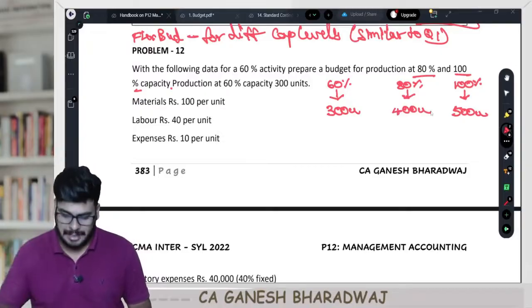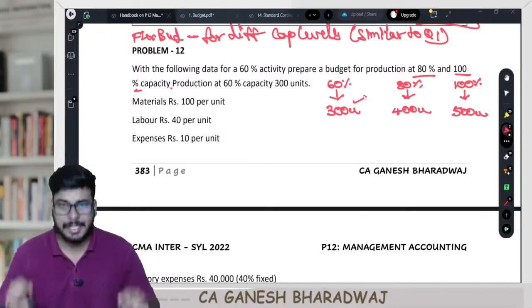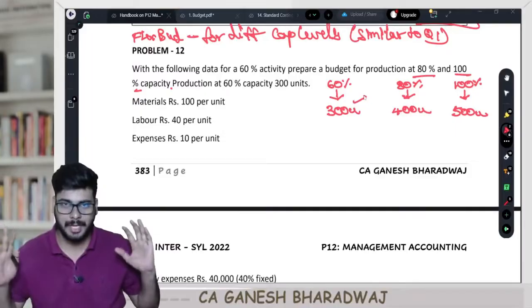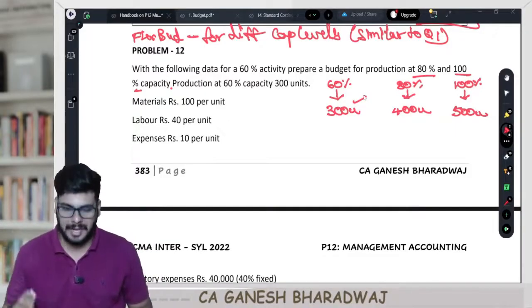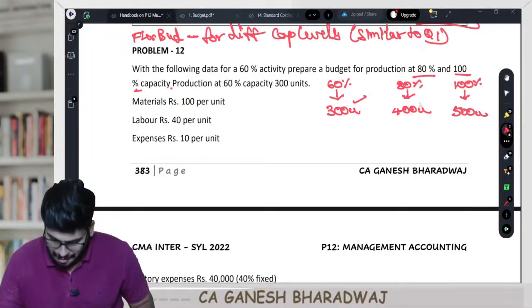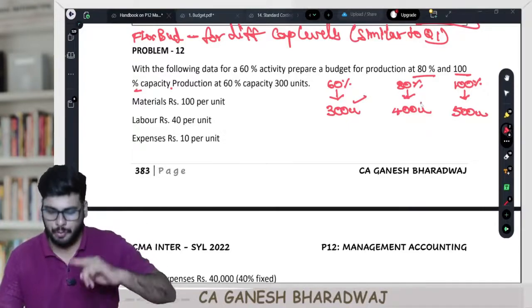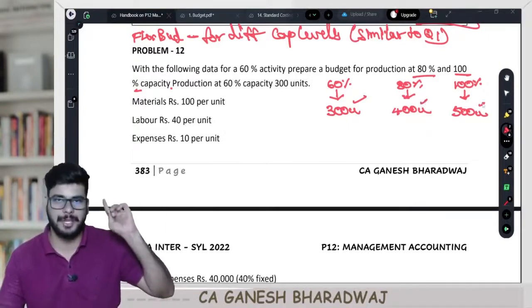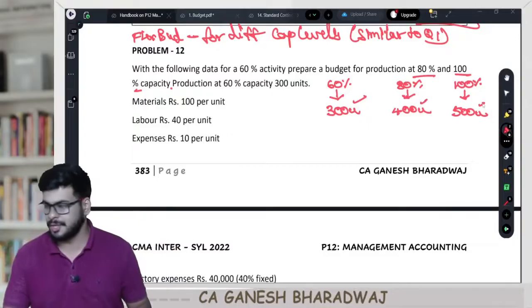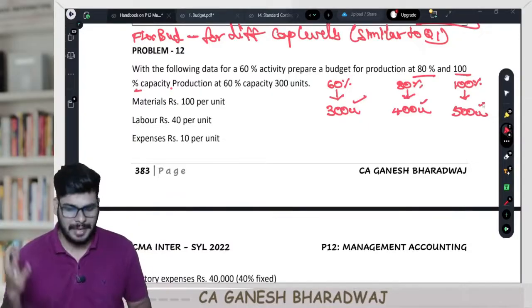Now, what have they given? They have given some cost data at 300 units output level. They are asking you to prepare a flexible budget when the company is operating at a volume of 400 units and when the company is operating at a volume level of 500 units. Clearly, this is a flexible budget scenario.